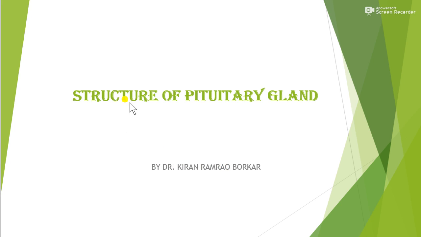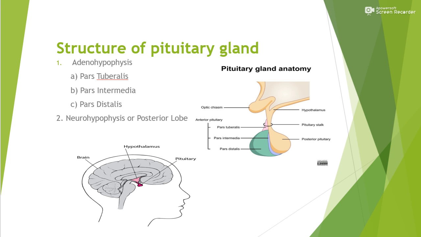Today I'm going to discuss the structure of the pituitary gland. Look at this, this is the structure of the pituitary gland. The pituitary gland is also called the hypophysis. It is a small, unpaired, rounded body about the size of a large pea, weighing approximately 5 grams. It is also called the master endocrine gland because of the multiplicity of its functions and because it controls many of the other endocrine glands.